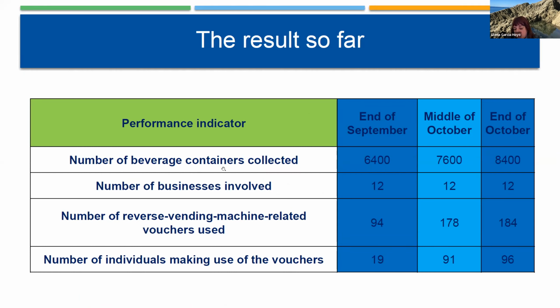The number of beverage containers, not only beverage containers, also other types of bottles, and we have 12 businesses involved. The vouchers that were used were less than 2,000, but they have 7 more months to use them. So at the end of June, we'll know exactly. And the number of individuals, 96.